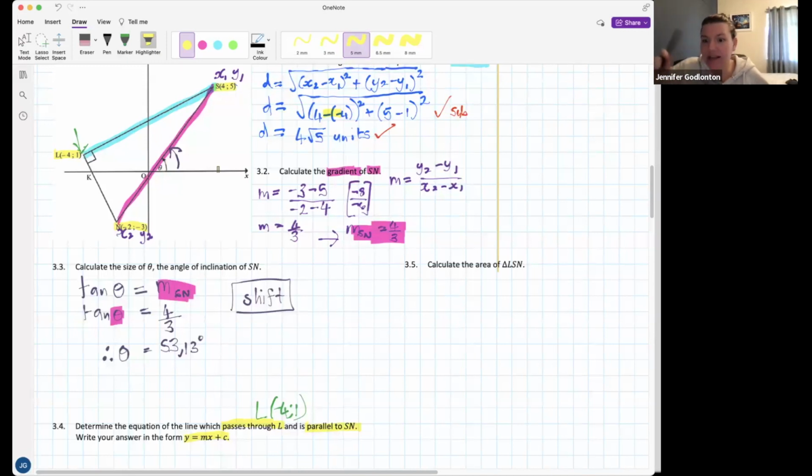Yes, absolutely. It has the same gradient as Sn. Okay, so when we have parallel lines, they have the same gradient. Let's just write that out. Parallel lines, same gradient.